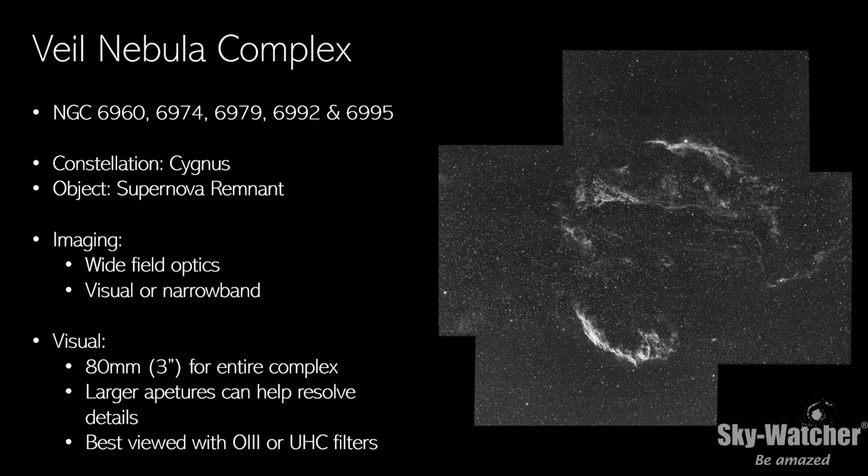And this whole region is made up of multiple NGC numbers. So we have NGC 6960, which is up here. That is the Western Veil. Then you have NGC 6992 and 95, which make up the Eastern Veil down here. And then you have all the little tendrils inside, which have all their own NGC numbers as well. So it's a complex of objects making up this one event that occurred. And this is in the constellation of Cygnus.